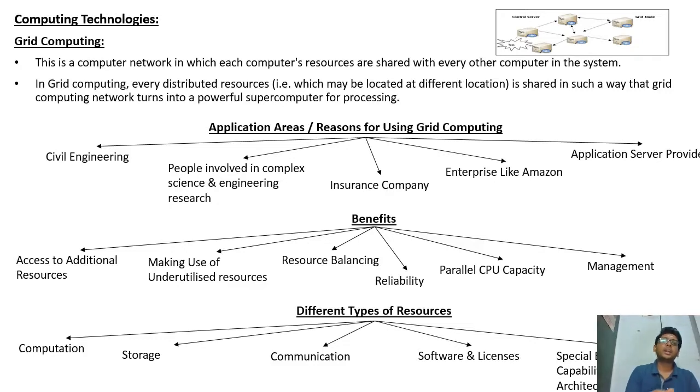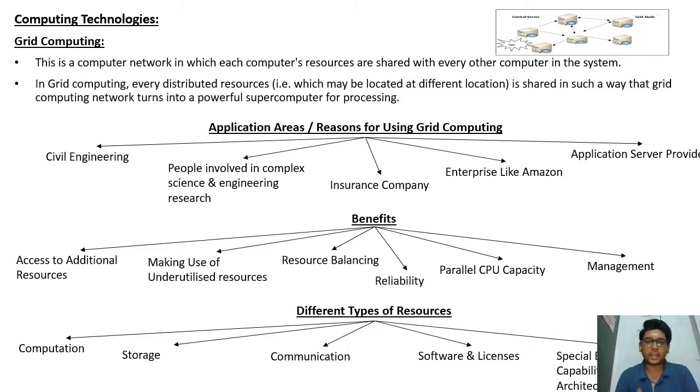Next we come to grid computing under computing technology. What is grid computing? First, let us see. This is a computer network in which each computer's resources are shared with each other computer in the system. You can see that diagram for reference. In grid computing, distributed resources, which may be located at different locations, are shared in such a way that the grid computing network turns into a powerful supercomputer for processing.